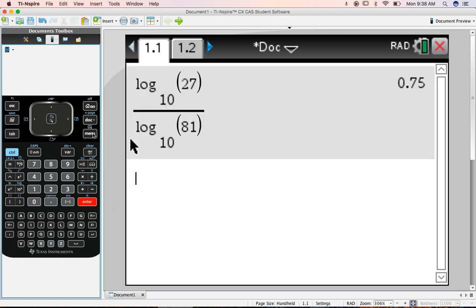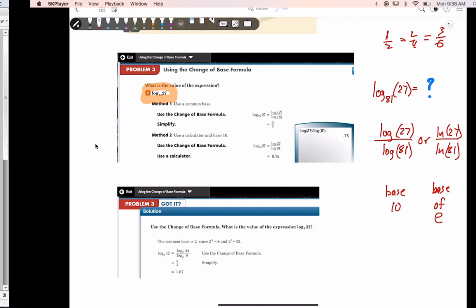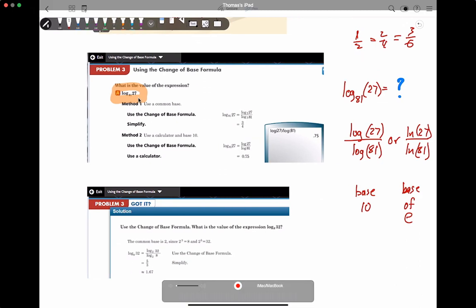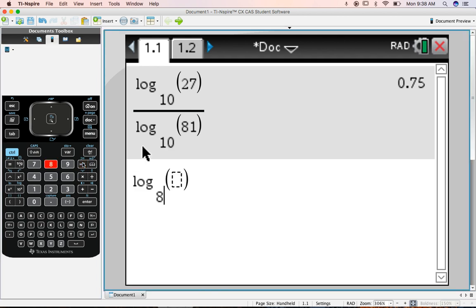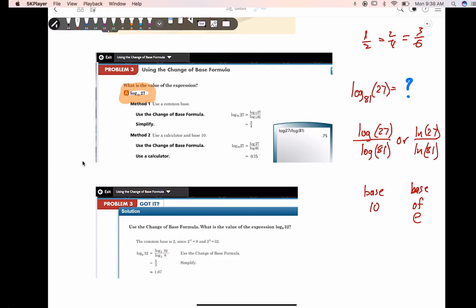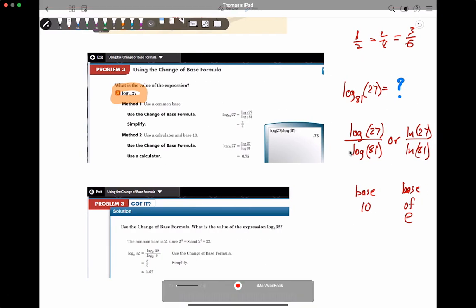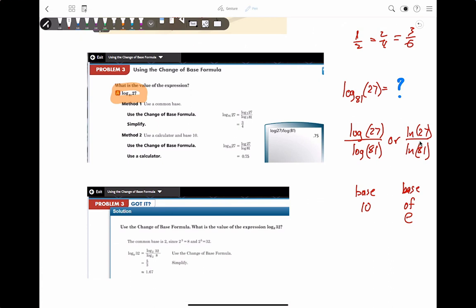Control enter, there's my answer. But now, also we could just write this in as log base 81 of 27. Control enter, we get the same thing. So that's how that works. And all three of them are equivalent. The way I wrote it in the new school way, if you will, this way, and finally with a natural log ratio, they're all going to be equivalent.